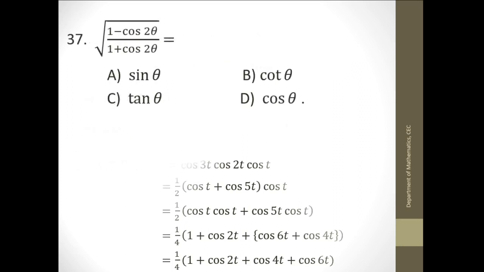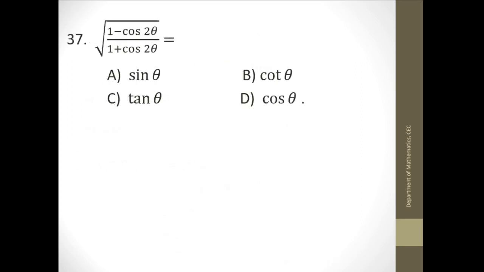Okay. Next question. Now 1 minus cos 2 theta, that is 2 sin square theta. 1 plus cos 2 theta is 2 cos square theta. Cancel 2. Sin square by cos square is tan square. Square root is tan theta. So direct result. These are all repeated questions. It comes many times in many places.